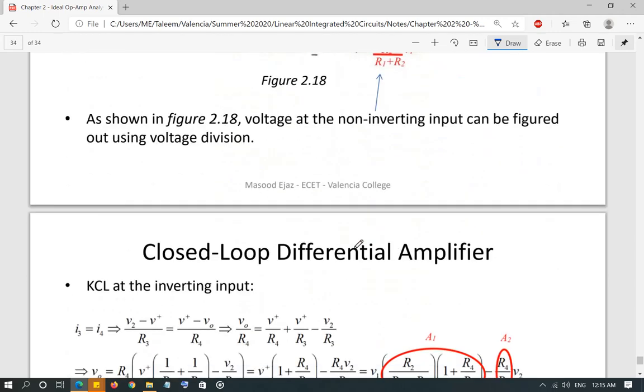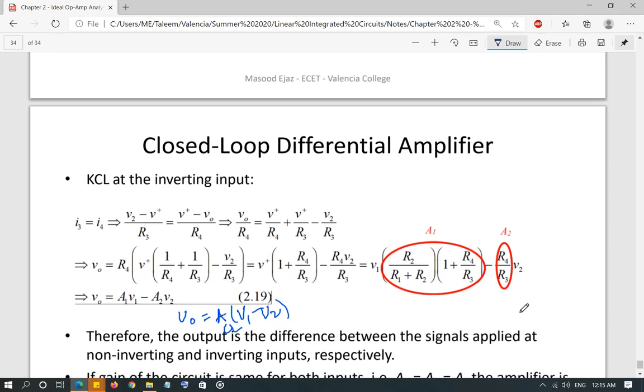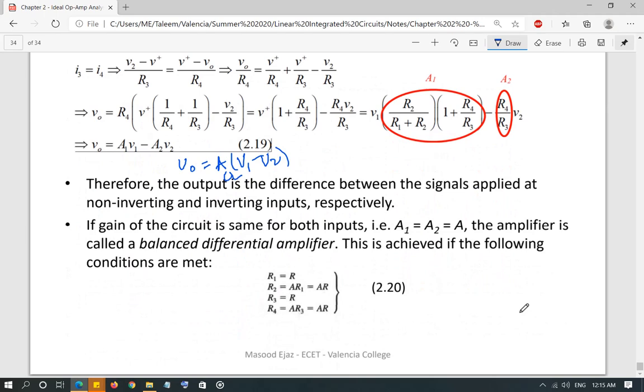And once you do that, you can plug those values here, and you will see that you will have the same gain value A1 and same gain value A2. So you're going to get V naught equal to A times V1 minus V2, and the differential amplifier is going to be called a balanced differential amplifier. And this finishes up this chapter.